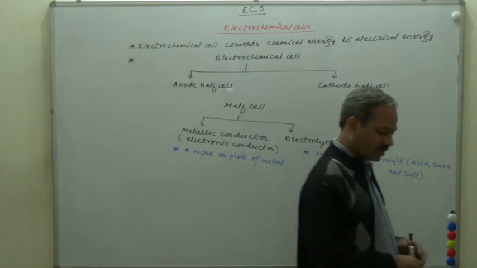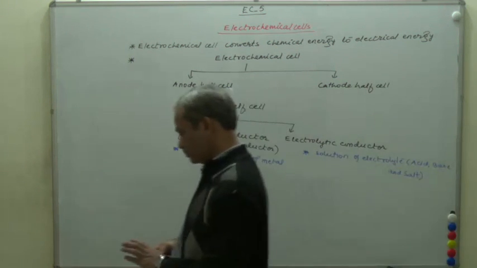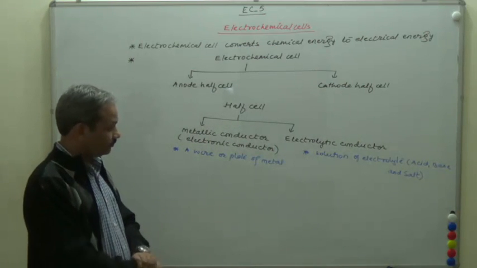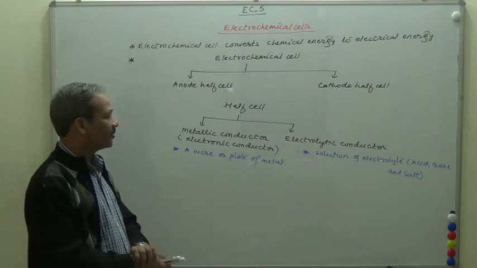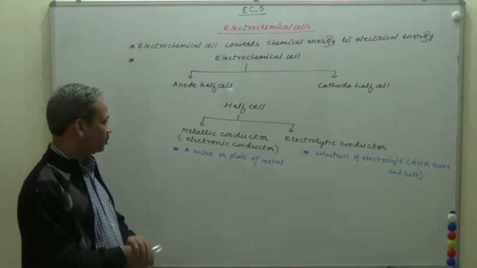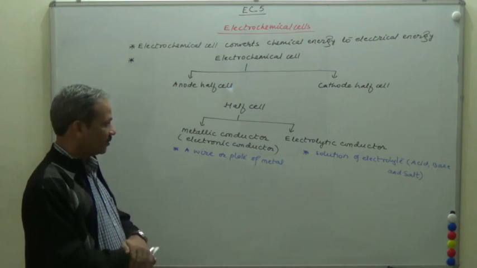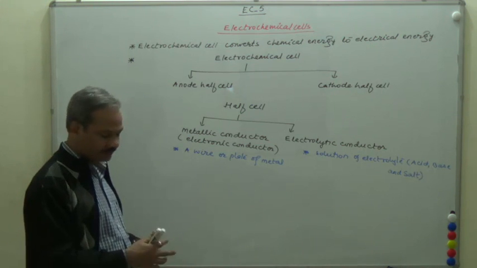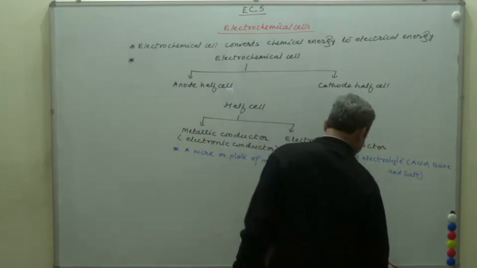These acid, base and salt can be taken in solid form or in their molten form. It depends on the nature of electrochemical cell. So every half cell is made up of two conductors. One is metallic conductor and other is electrolytic conductor. On the basis of these two type of conductors, half cells are of the following types.